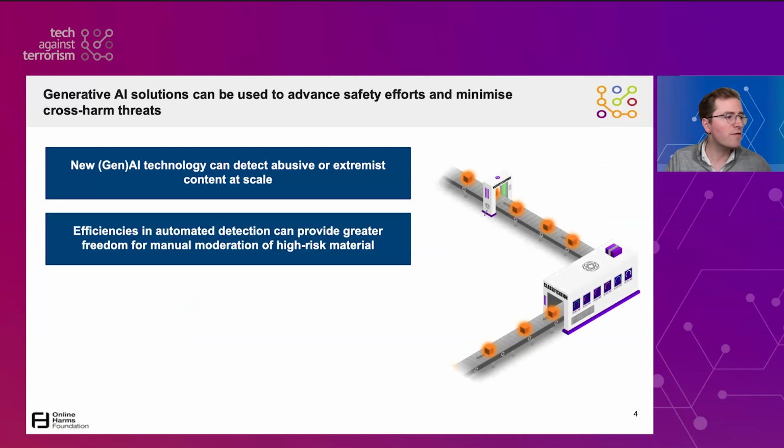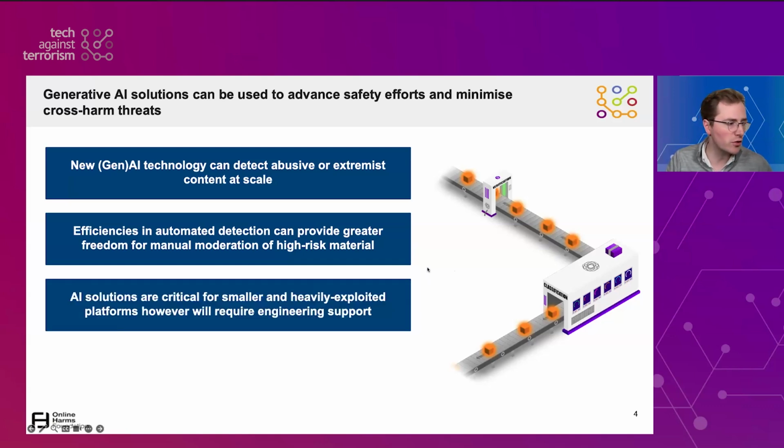There's also the case that efficiencies in automated detection can provide greater freedom for manual moderation of high-risk material. That's to say, with improved use of algorithmic detection of content, the aspiration will be that human moderators only focus on the most egregious material and therefore improve the quality of overall content moderation decisions. Certainly, small platforms can potentially benefit from this.